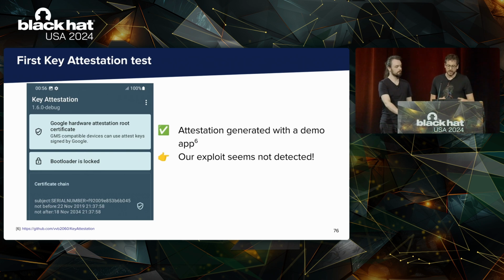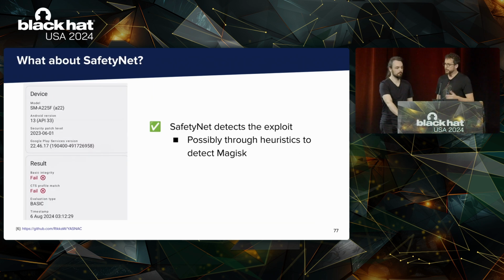So we didn't know much about the key attestation, and for the sake of this research, we took an open source application that will generate the attestation on the device and will pass the results to make sure it's done correctly. And the first thing we noticed is that everything seems fine. The exploit seems not to be detected. So we tried again with another app that is also open source and can be found on GitHub. This time it relies on SafetyNet. And here what we see is that it fails. Basically, it detects that the environment is compromised.